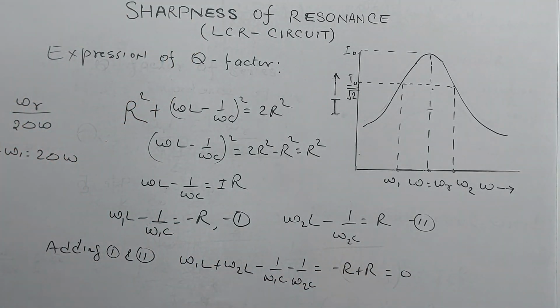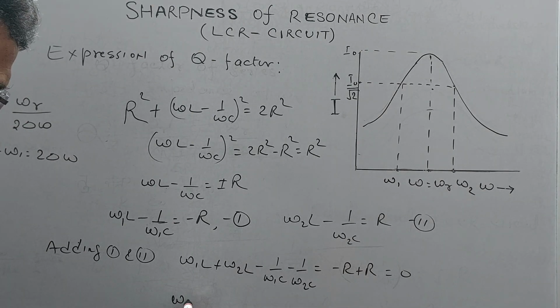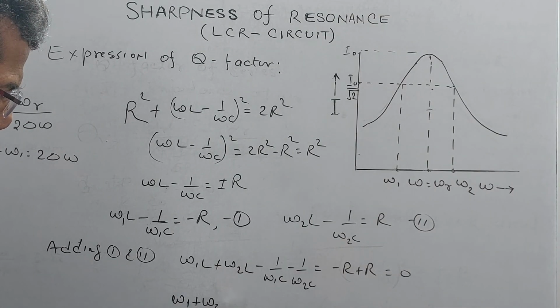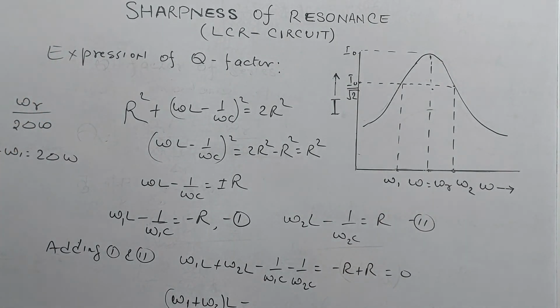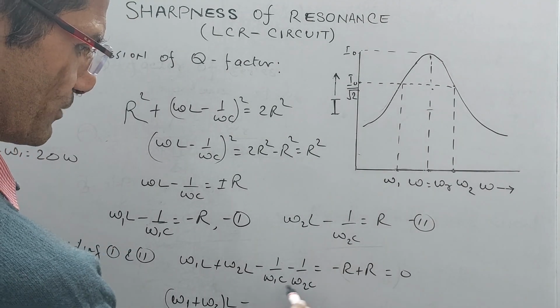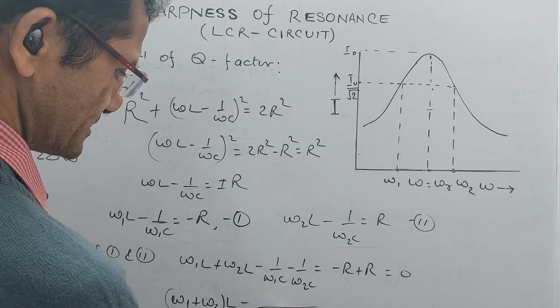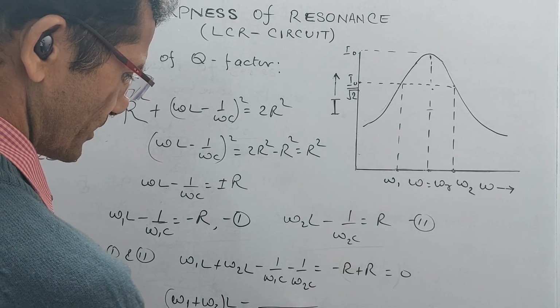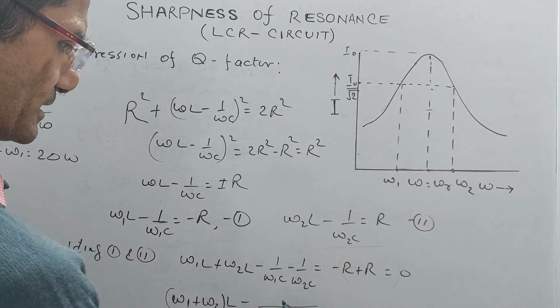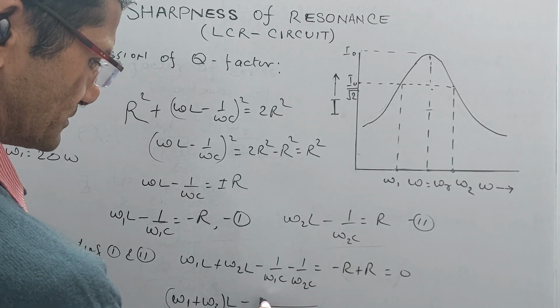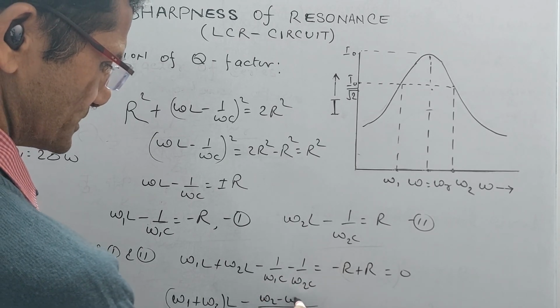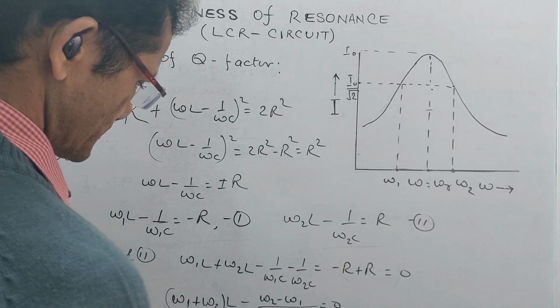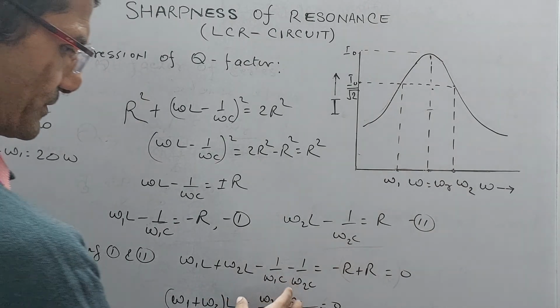Now taking L common from here, omega 1 plus omega 2 multiplied by L, minus, taking the LCM here, omega 1 omega 2 C is the LCM, and simply solving this one, minus omega 2 and minus omega 1, go to this side, is equal to 0. So now place this value in the right hand side.